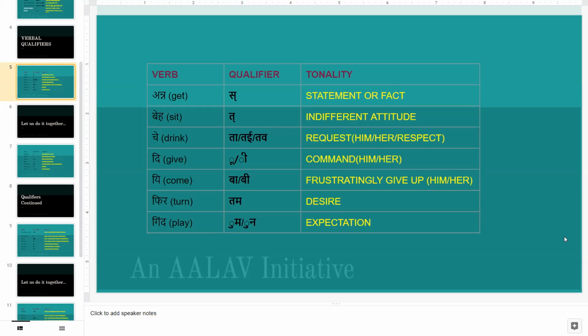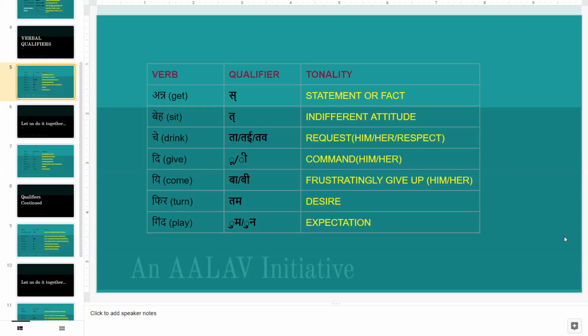And the third qualifier has ta, tai, tav. That's a male, female counterpart and a respectful counterpart. So male, female, and respectful. It's a request. Anta. You're requesting somebody, mostly a younger one. Hey, anta Maggie. So get it, give it to me. If it's a girl, anti Maggie. If it's somebody respectful, antav Maggie. So the verb is the same, the qualifier changes.